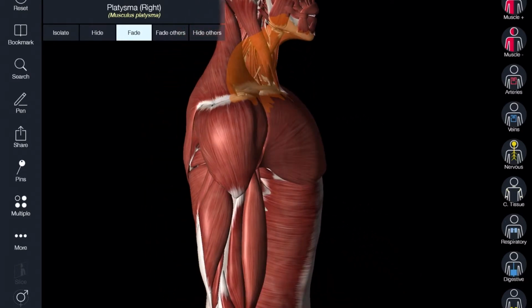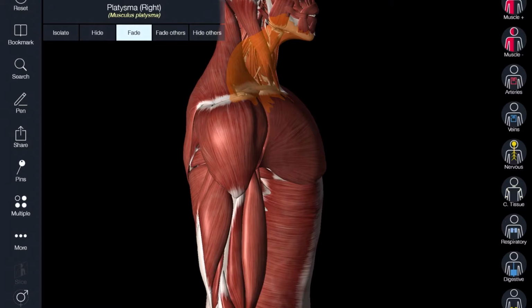Okay, so actions for deltoid. So when we talk about the actions for deltoid, we need to remember that it has these three distinct parts to it. So it has the anterior fibers, the middle fibers, and the posterior fibers. So when all three sets of fibers work together, the action that deltoid does is abduction of the glenohumeral joint, or abduction of the shoulder.